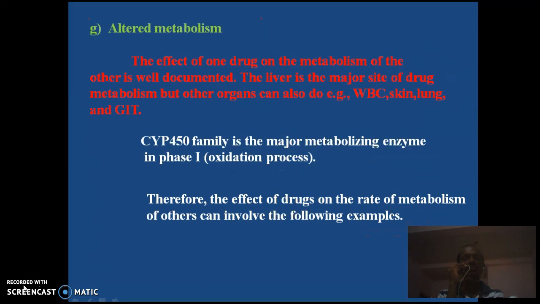The next drug interaction is at the metabolism level. The effect of one drug on the metabolism of the other is well documented. The liver is a major site of drug metabolism, but other organs can also do this, namely WBC, skin, lung, and GIT. Cytochrome P450 family is the major metabolizing enzyme in phase 1, and the phase 2 reactions are carried out by non-cytochrome enzymes. Therefore, the effect of drugs on the rate of metabolism of others can involve the following examples.